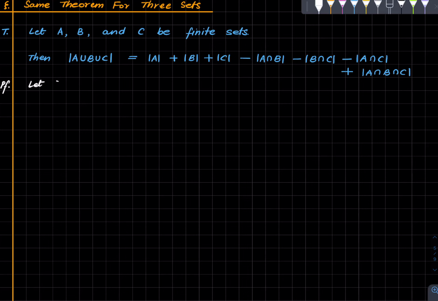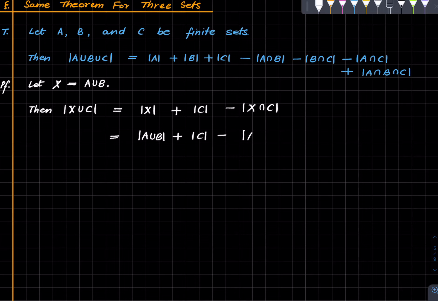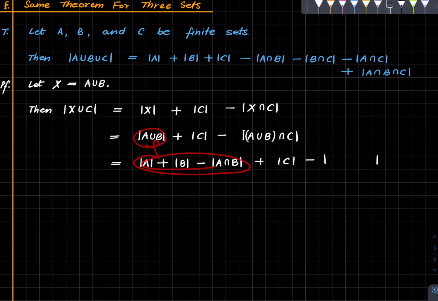Let X equal A union B. Then the cardinality of X union C, which we know from the previous slide, is equal to the cardinality of X plus the cardinality of C minus the cardinality of X intersection C, which again by the previous slide is equal to this. So far, this is equal to that by the previous result, and this is the same as that.